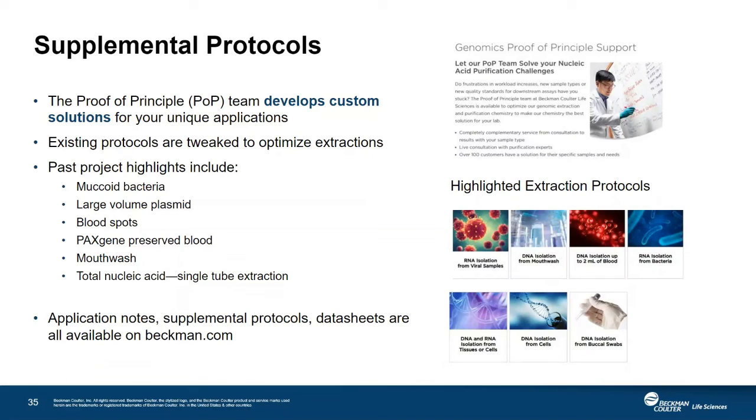You can easily find contacts for us on our genomics page on Beckman.com. You can also find any of the supplemental protocols that we may have done with other customers. So don't just look at the standard IFUs for a kit. Take a peek around these proof of principle pages to see if there are any custom protocols that may fit your workflow a bit better.